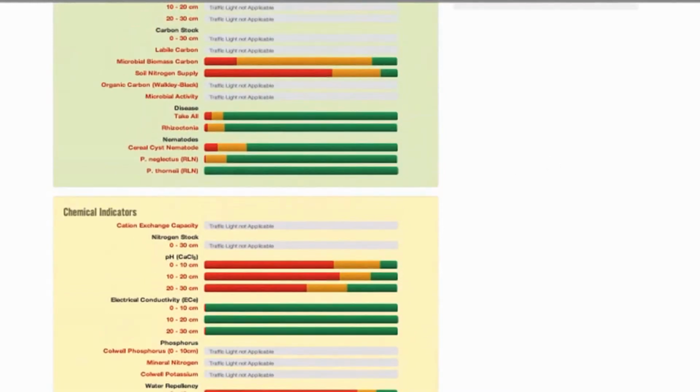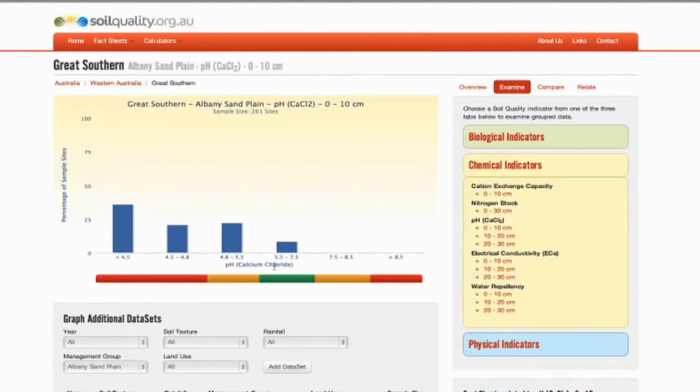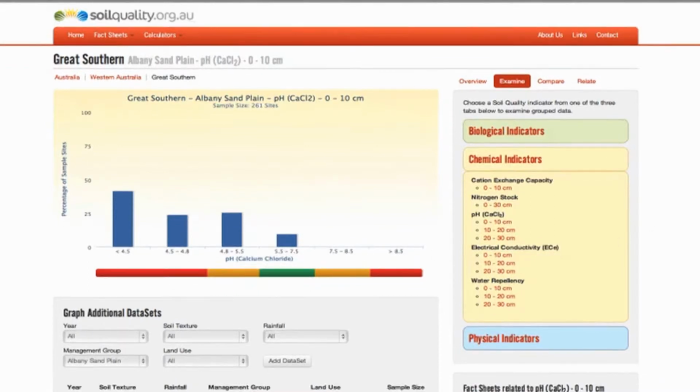And similarly we can do the same with other soil quality indicators. What you can do here is you can go and look at the data, then it'll start drawing some graphs. So there's a database behind here that draws the data out live. So every time you click on a new indicator, that graph is redrawn. It's not a static image.